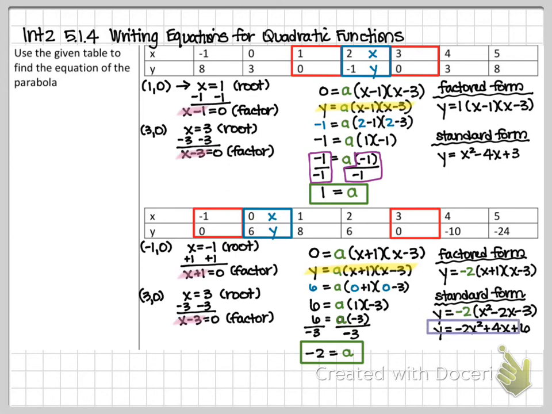So my standard form answer would be negative 2x squared plus 4x plus 6. And my factored answer would be negative 2 times x plus 1, x minus 3. And then likewise in the previous problem, my standard form answer, y equals x squared minus 4x plus 3. And my factored form answer, y equals 1 times x minus 1 and x minus 3.